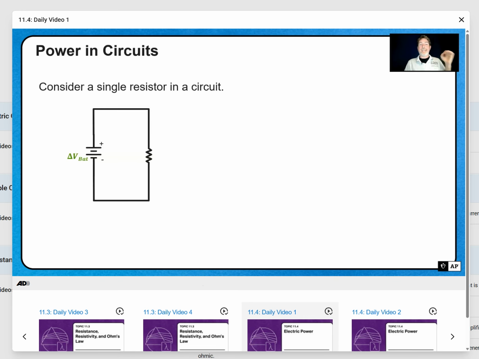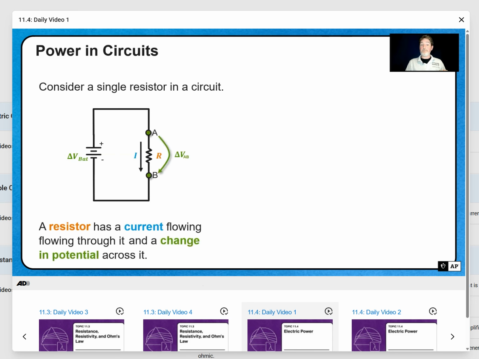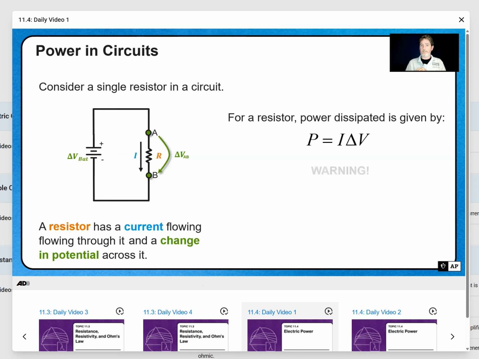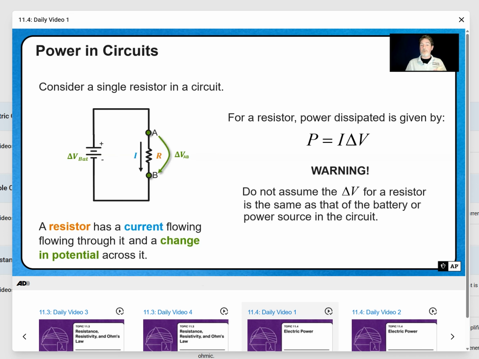So when we're looking at circuits, we're going to look at one resistor in the circuit. So we have a resistor, and it's going to have current flowing through it, and there's going to be a potential difference across it. For that single resistor, the power dissipated is equal to the current times that change in potential across the resistor. Keep in mind, big time, do not assume that the change in potential for that single resistor is the same as the battery. All right, different components will have different potential differences across them in the circuit. Do not make that assumption.